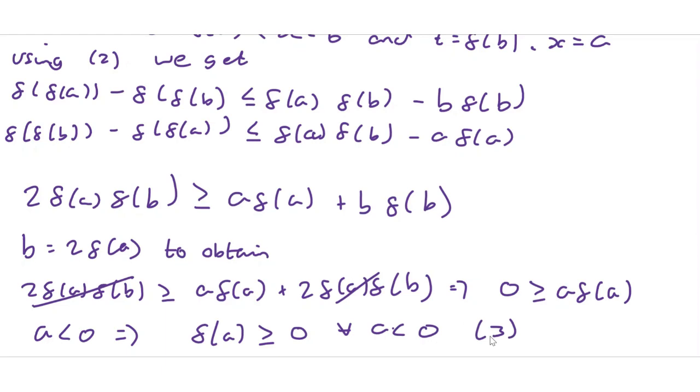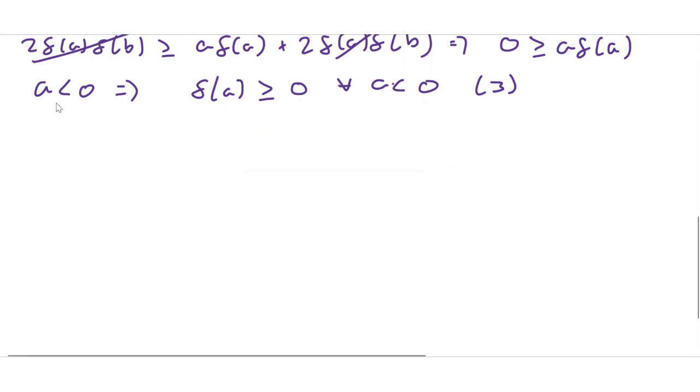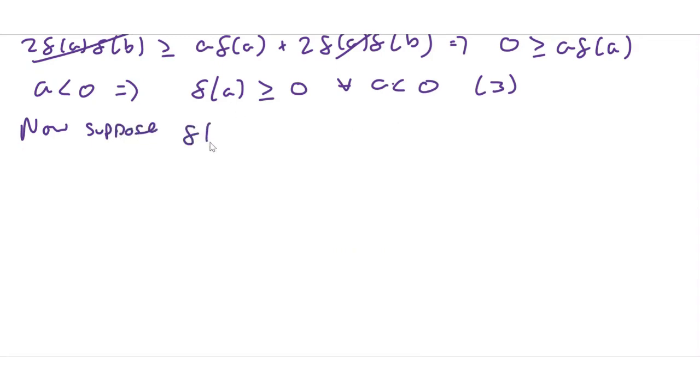That's a good start because we want to show that for any a less than 0, any real number, it's equal to 0. So if we know it's greater than or equal to 0, if we can prove it's also less than or equal to 0, it must be 0. So now we're going to suppose that, so we'll just write that out. Now suppose f of x is not less than or equal to 0, just greater than 0 for some x in the real numbers.